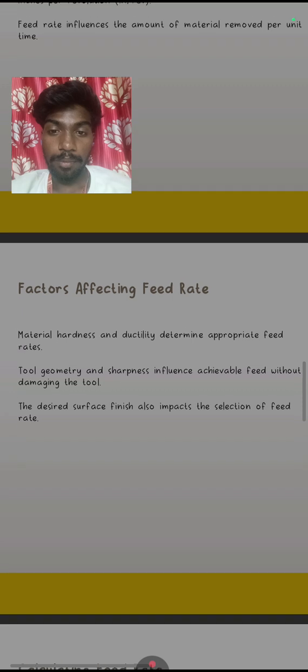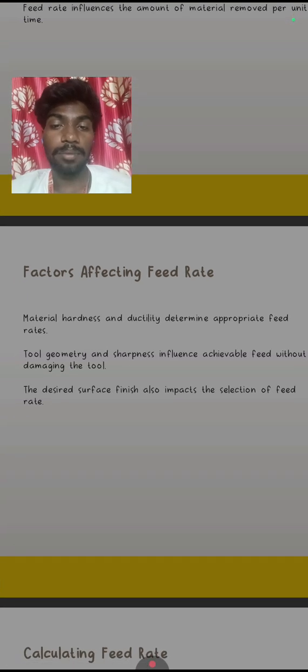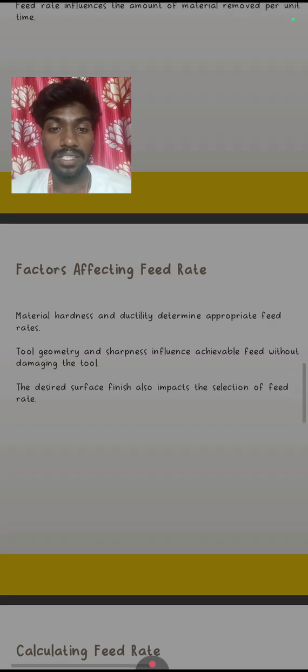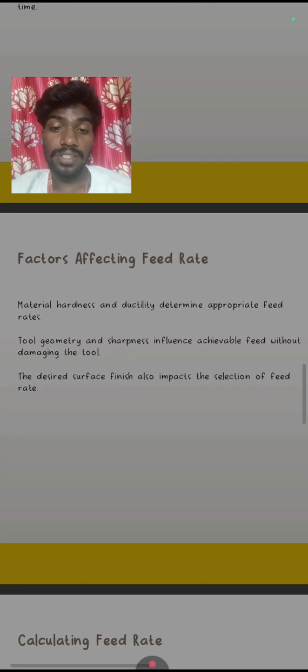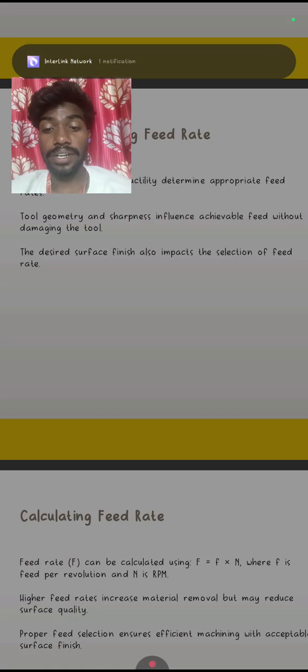Factors affecting feed rate: material hardness and ductility determine appropriate feed rates. Tool geometry and sharpness influence achievable feed without damaging the tool. The desired surface finish also impacts the selection of feed rate.